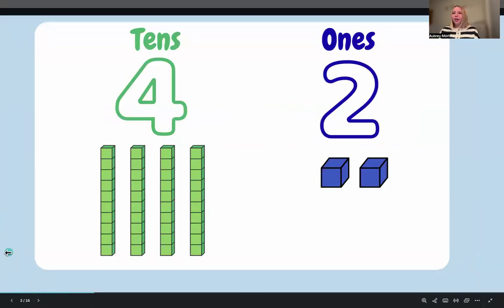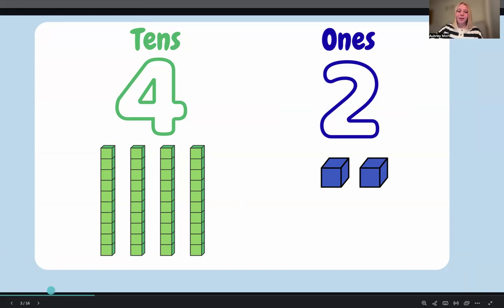So for the number 42, what does the tens place tell us? Yes, it tells us how many groups of 10 are in that number. So for 42, there are 4 groups of 10 in 42. In the ones place, it tells us how many ones are in the number. So for 42, there are 2 ones in the number.